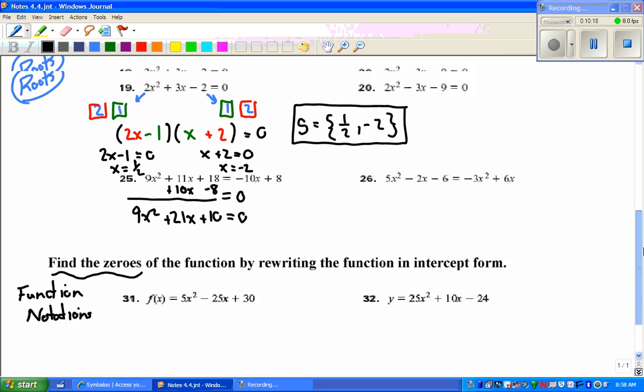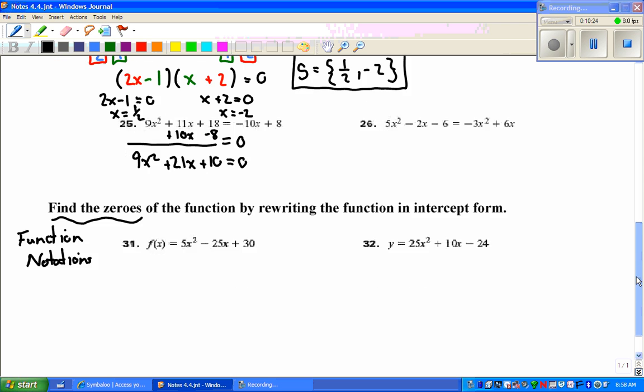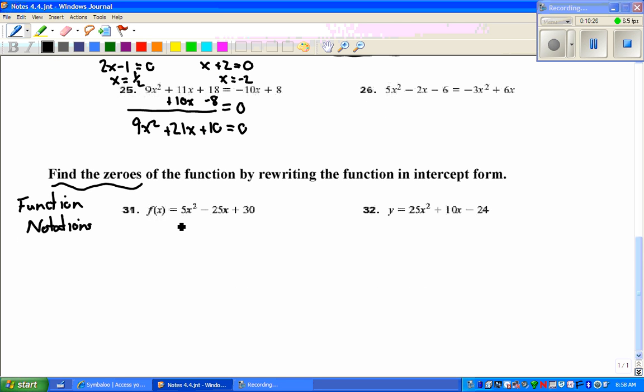Up here, when you solve the equation, you have everything set equal to 0. You're just solving the equation. So no difference here, guys. We're going to factor this. We're going to turn it into intercept form. And remember, intercept form was this: y is equal to a, and then you've got x minus p, and then x minus q. So we're really trying to find the p and the q value here.